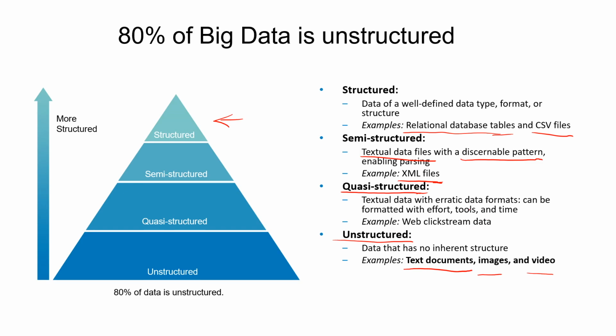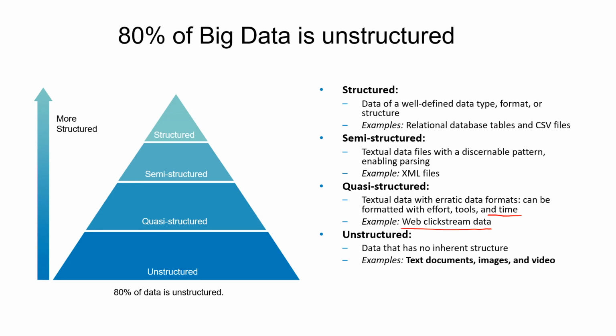So if they have some erratic data formats, or they are formatted with some tool, and you may have, for example, some time added at the end of it, something similar to log data. If you have any log data that you create out of your program, that is quasi-structured data. So web click stream data, the data that you collect when different people come to your website and click at different stages, that's a kind of quasi-structured data.